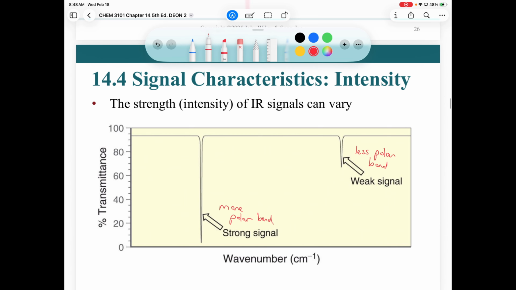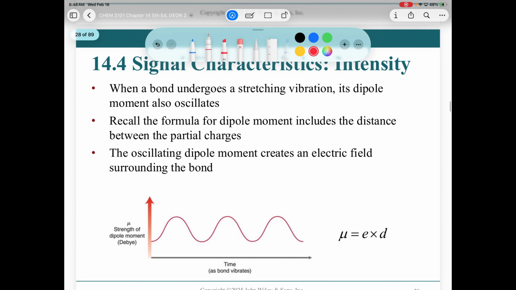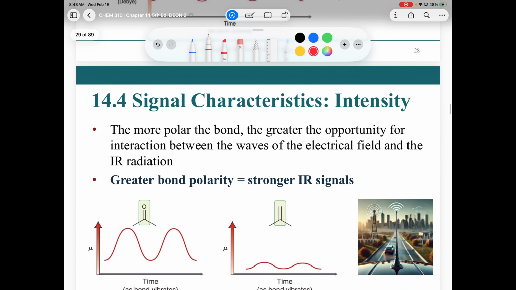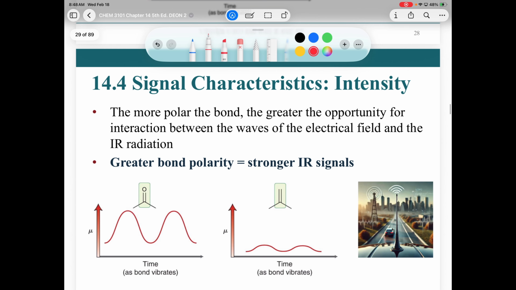That's it. Now, if you're the kind of person that's like, well, give me an explanation. The way that it works is like this, okay? When a bond starts stretching back and forth like this, its dipole moment is going to oscillate back and forth as well. And so if you remember the formula for dipole moment, and even if you don't, it doesn't matter, okay? But it creates an electric field. And so what that does is it kind of acts like an antenna. That's why I put this picture of an antenna on here, because the more polar the bond, it's like a stronger antenna, and it picks up more of the infrared signal, and you get a stronger stretch.